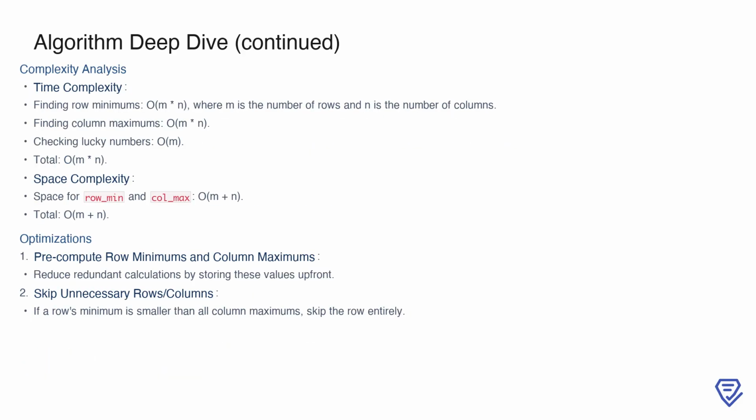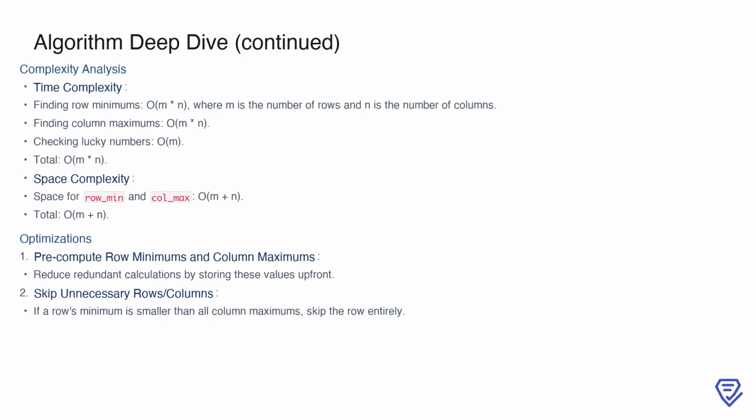The time complexity involves 3 main operations. Finding the row minimums requires iterating through each element, which is O(m*n), where m is the number of rows and n is the number of columns. Similarly, finding the column maximums also takes O(m*n). Checking for lucky numbers is done row by row, which takes O(m). Combining these, the overall time complexity is O(m*n). For space complexity, we store the row_min list of size m and the col_max list of size n, resulting in a space complexity of O(m+n).